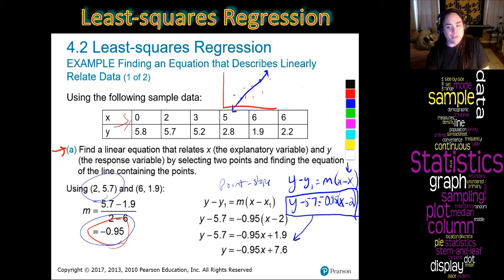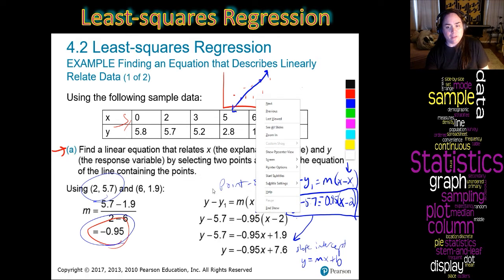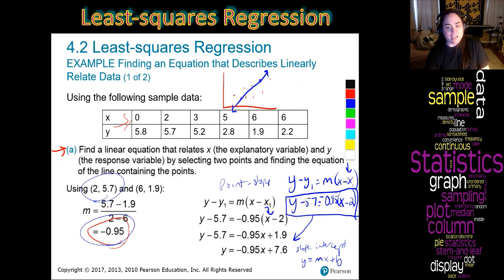You can see that down here they've converted it to slope-intercept, which is y equals mx plus b. All you have to do is take the 0.95 and multiply it by x, or negative 0.95 times x, gives you this part. Negative 0.95 times negative 2 gives you the positive 1.9, and then you just add 5.7 to both sides, and that gives you the 7.6. They're just changing point slope form into slope intercept form.